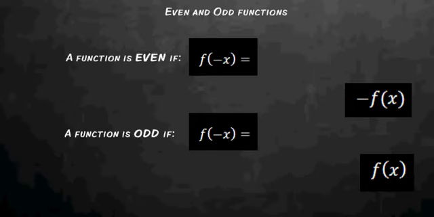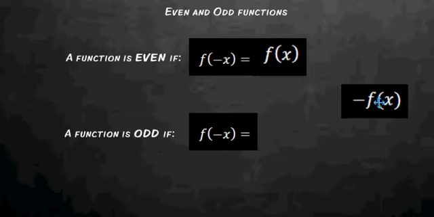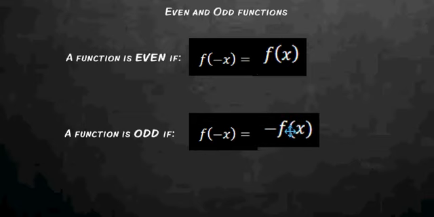Hi everybody, we're going to talk about even and odd functions today. Just to start us off, a function is even if when I put in negative x into my function, it in fact returns the original function. Okay? And a function is odd if when I put in negative x, it returns the opposite of the function that I had put in. So those are your two rules.